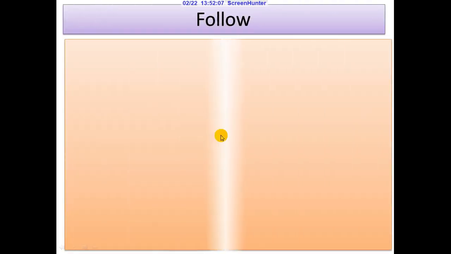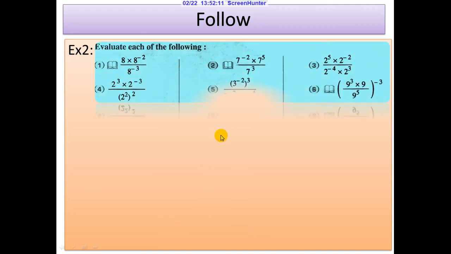Today we are going to complete our previous lesson, negative integer power. Follow exercise number 2. Evaluate each of the following.